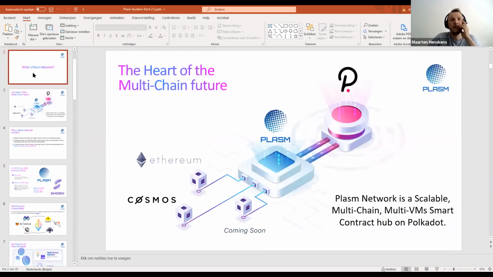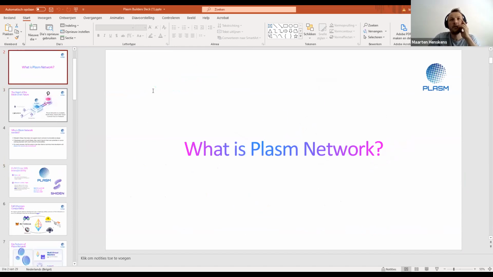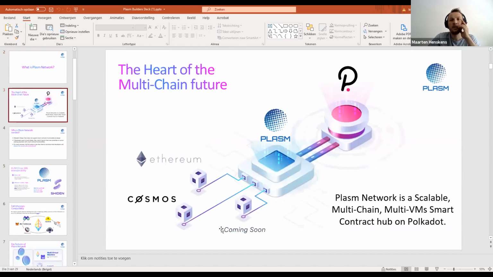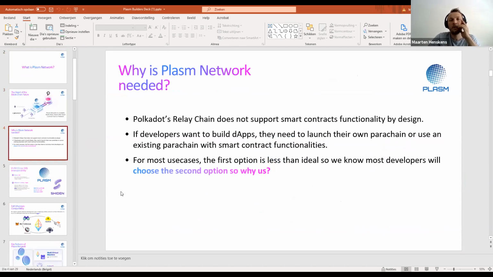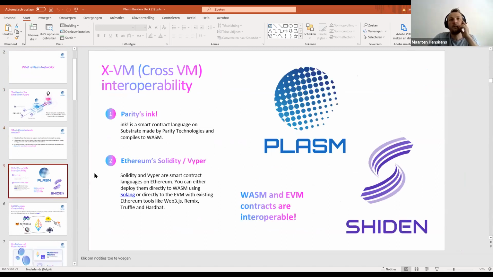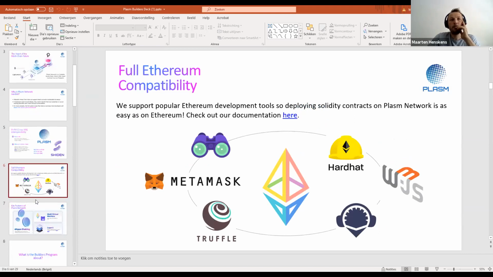It explains a little bit what Plasma Network is, the heart of the multi-chain future. Our bridges are announced here, and what we can do. Also why it's important to have Plasma Network in the Polkadot ecosystem. This is explained in this section. Also a very important key feature that you can express is the cross virtual machine. You have interoperability between Solidity and WebAssembly contracts, something very unique to have, and we are fully Ethereum compatible.